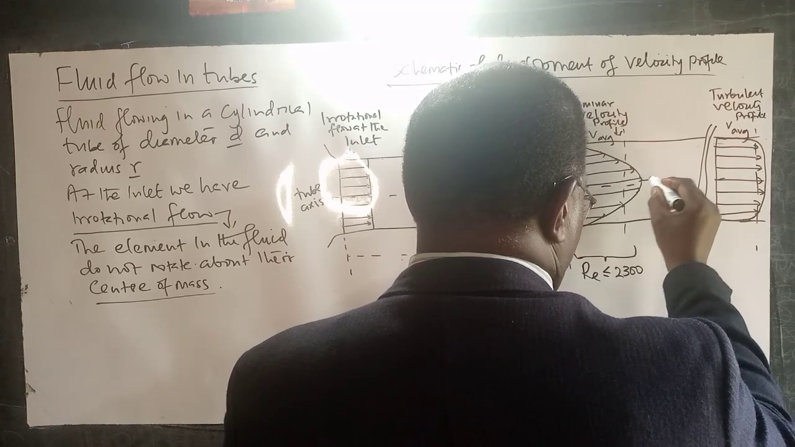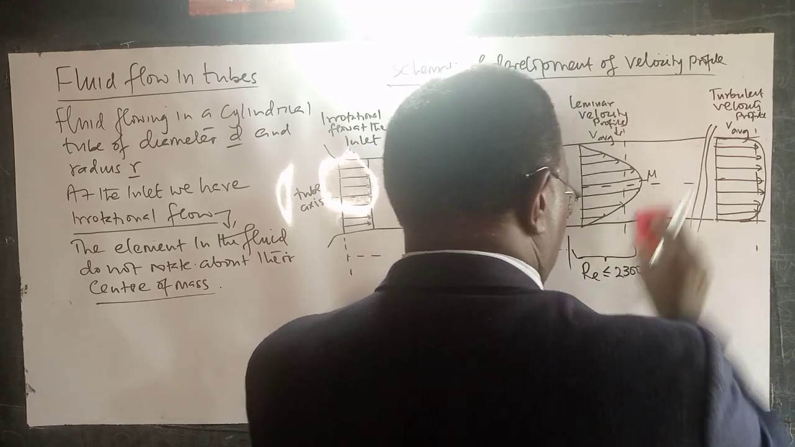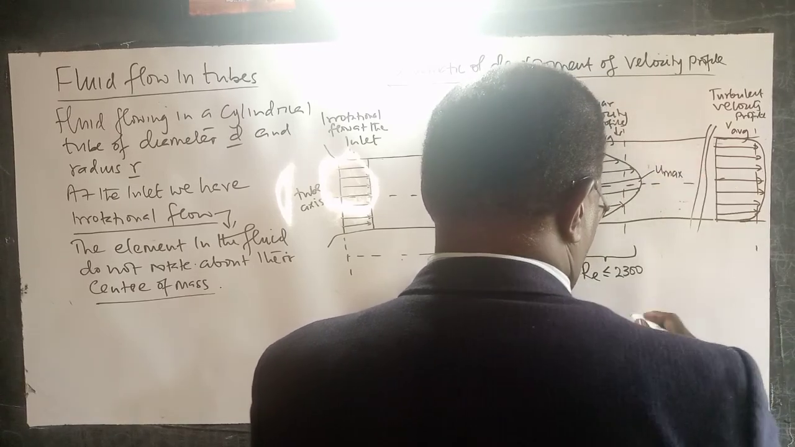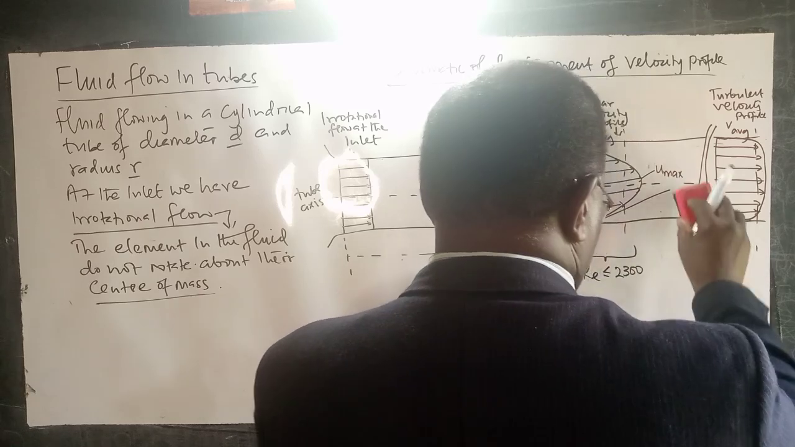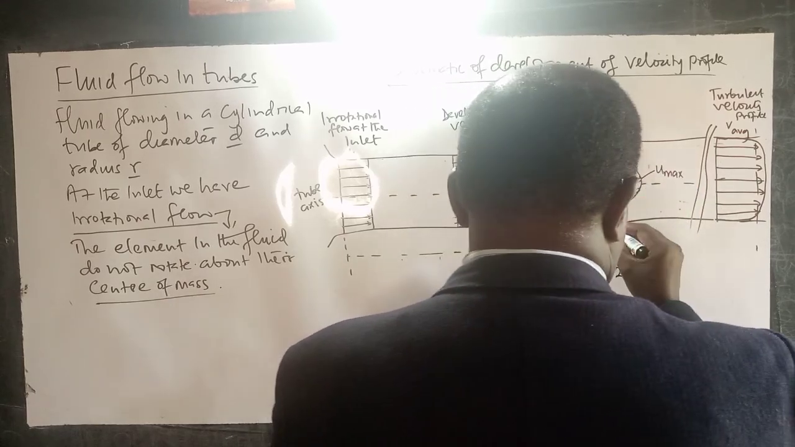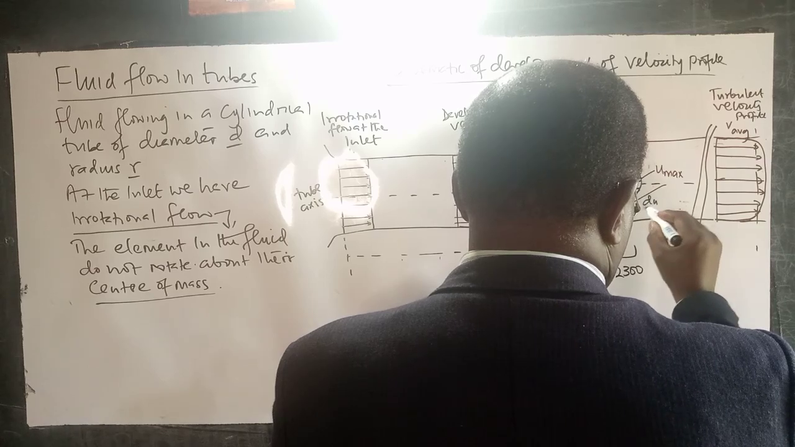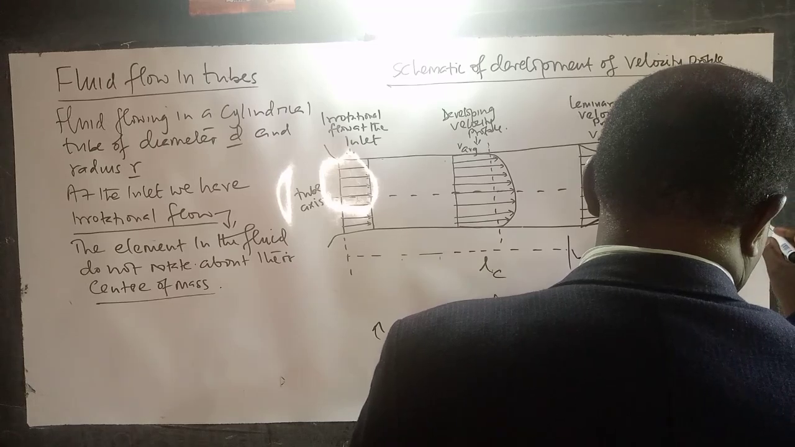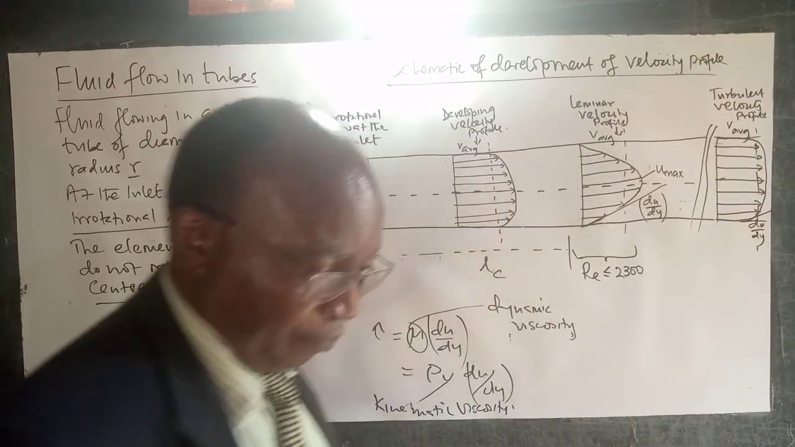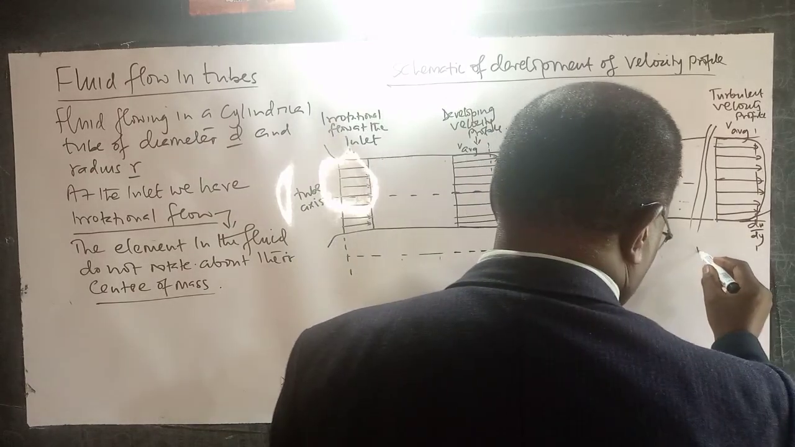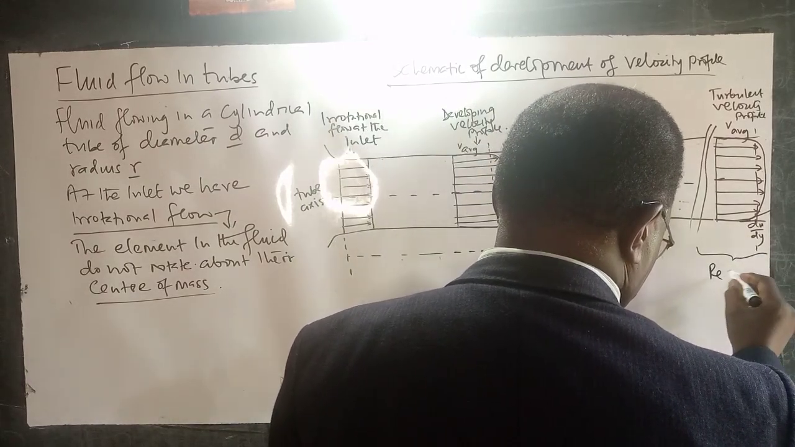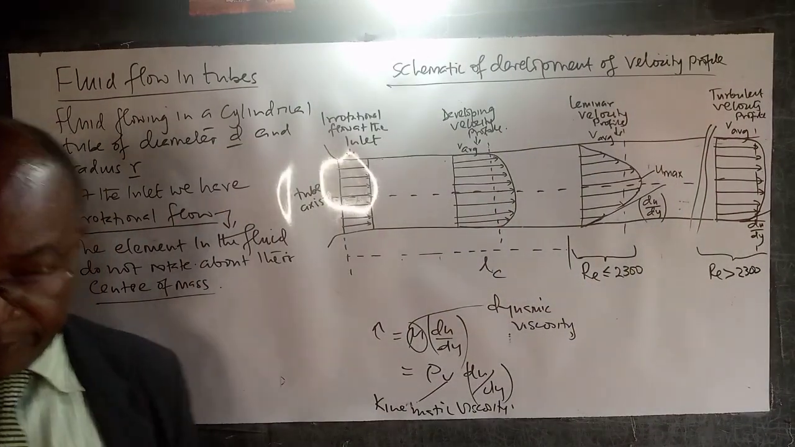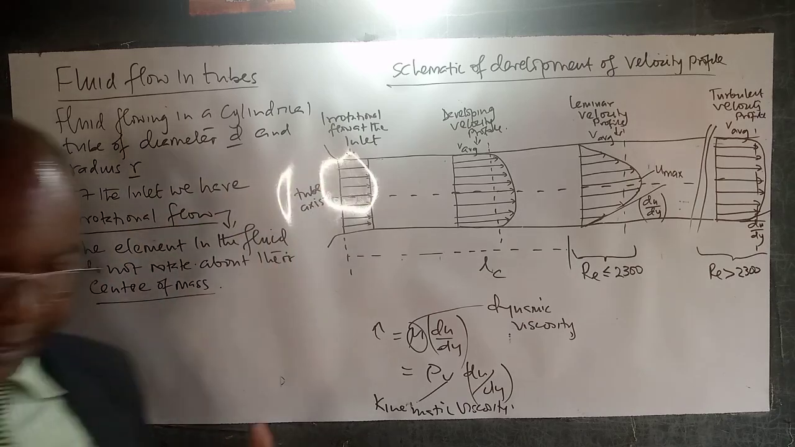And of course, here is where we'll have maximum velocity. You can see the gradient of the change in velocity here is quite high, and here quite small, du by dy. And of course, in these regions, Reynolds number is greater than 2300.